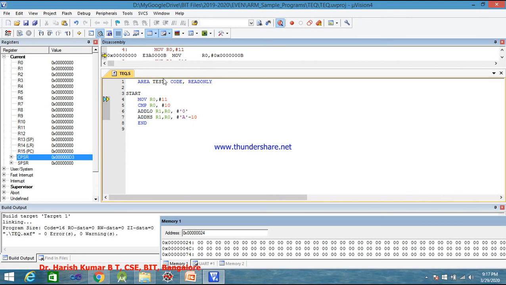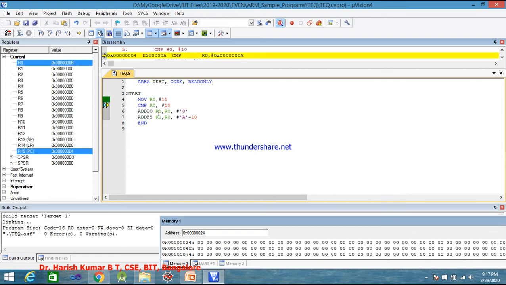Now the number which I've taken is 11. 11 is nothing but B. Now what goes to register R0 is B. Compare B with 10. It is higher. Now this statement will not be executed.